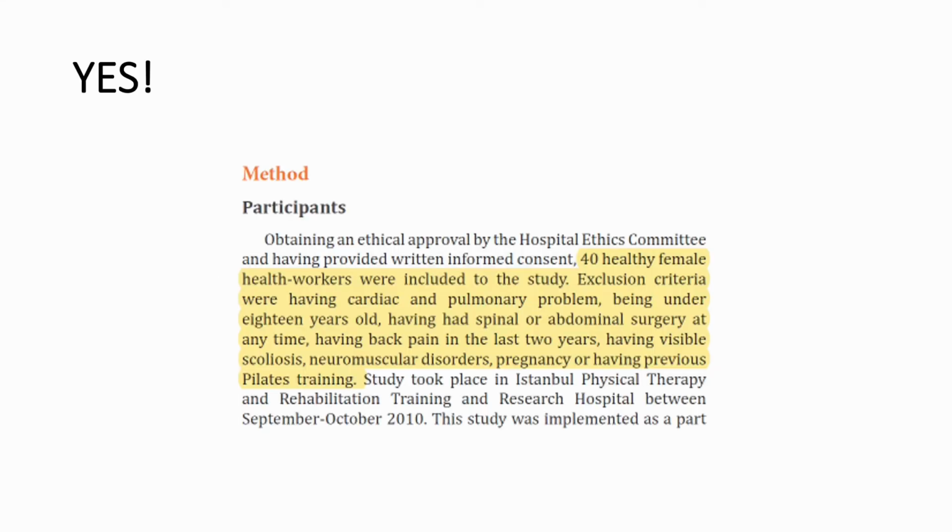The researchers did provide enough information to meet this criterion. They said that 40 healthy female health workers were included in the study, so just a couple of inclusion criteria. Their exclusion criteria were various comorbid conditions, being under age 18 because of consent and the issues of being an adult versus not being an adult with consent, previous surgeries, etc. And they did provide the location, although it's not highlighted on my slide here. This study took place in Istanbul Physical Therapy and Rehabilitation Training and Research Hospitals back in 2010. So they did provide enough information to meet this criterion.